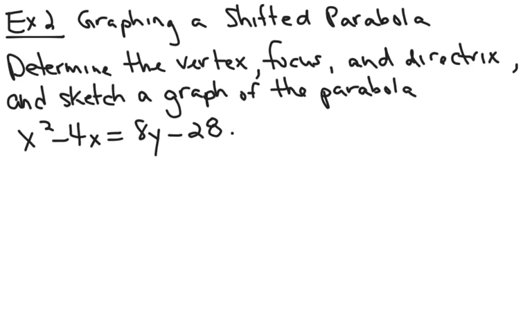Now let's talk about shifting a parabola. We want to find the vertex, focus, and directrix of the parabola x squared minus 4x is equal to 8y minus 28, and we want to sketch a graph. Well, the first thing I'm going to try to figure out is whether this is a parabola that opens up or down, or left or right. Since x is the variable that is squared, it opens up or down. So I want the equation to say this.